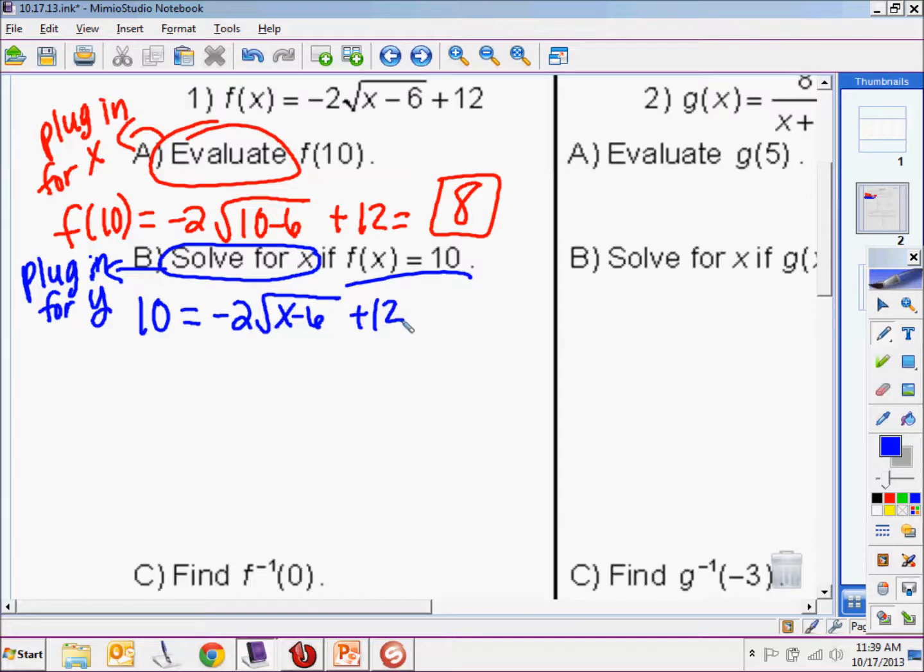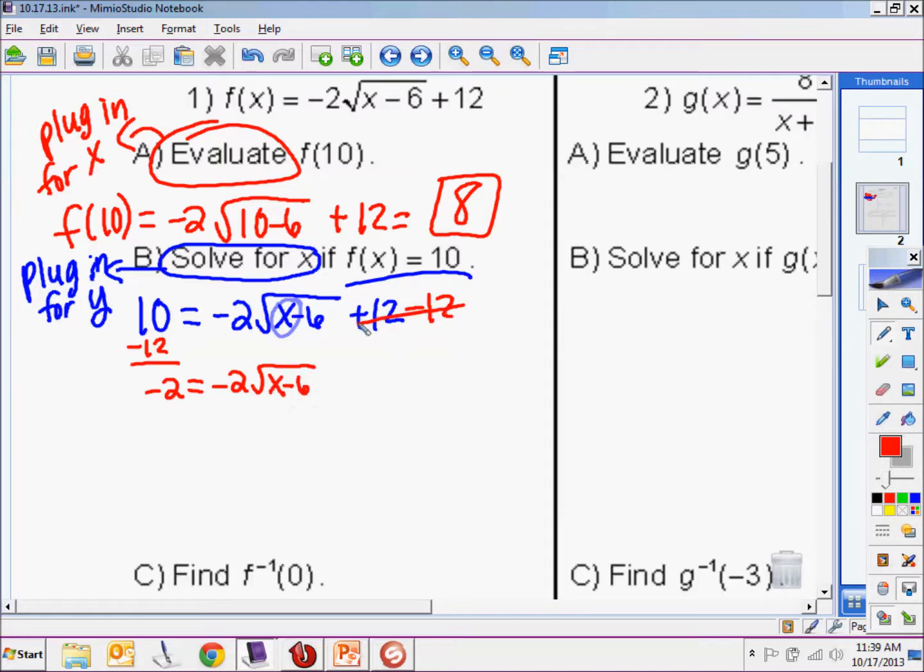So at this point, my goal is to get what by itself? X. So I need to get x by itself. So this little thing wants to be all alone. He doesn't want any friends around. So my first step is to do what? Subtract 12. What I do to one side, I do to the other side. So I end up with negative 2 equals negative 2 times the square root of x minus 6.